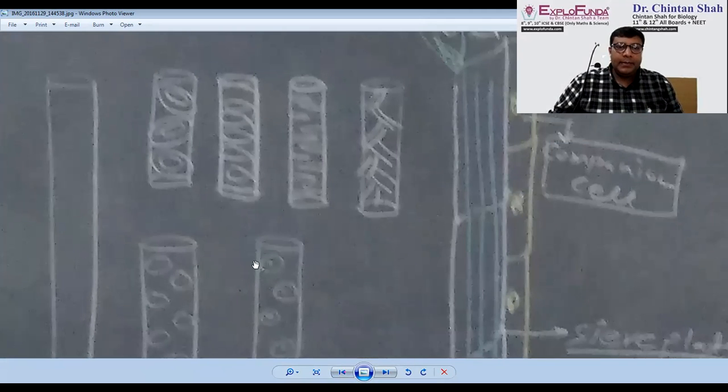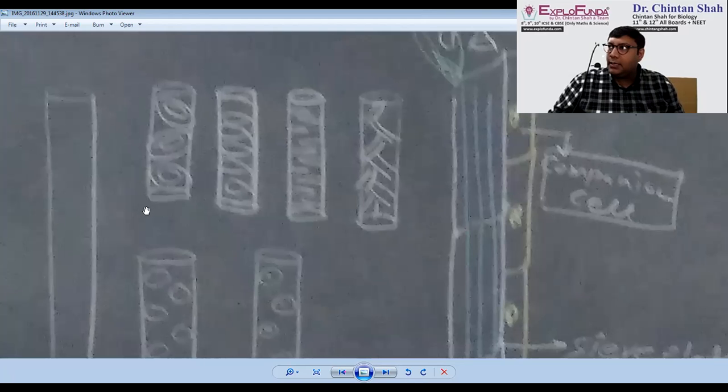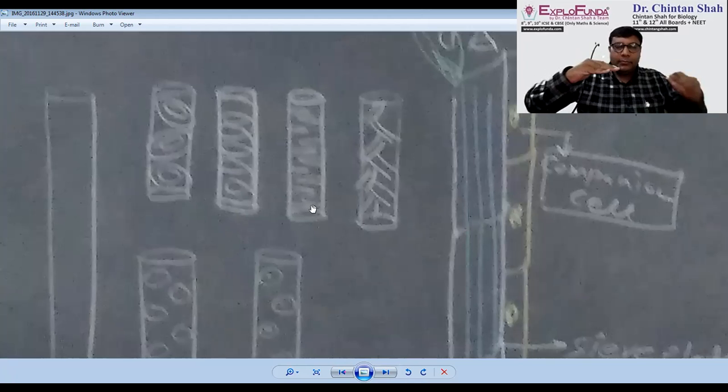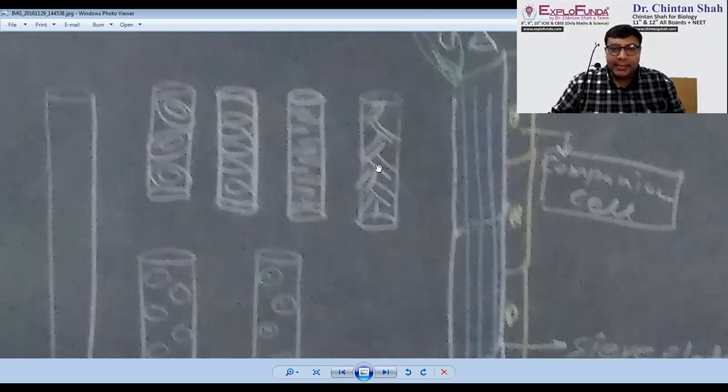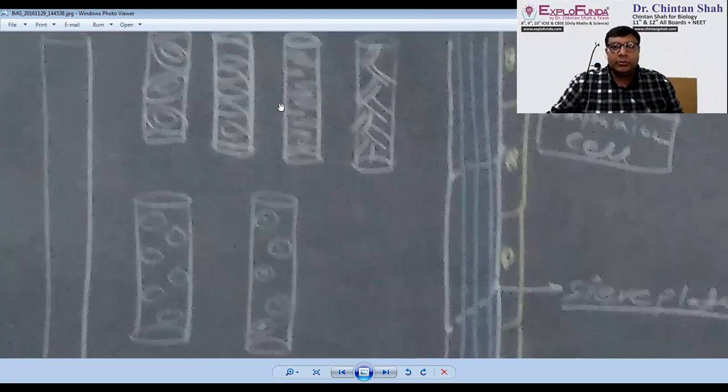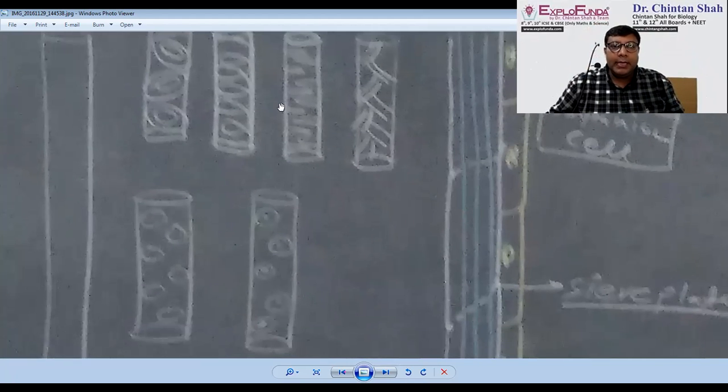Again, annular. Then after this is the spiral form. This is known as scalariform, step by step like a ladder. Then this is reticulate, this is pitted, and this is bordered pitted. So these are the ways in which the deposition of lignin takes place. These are the different kinds of lignin deposition forms.